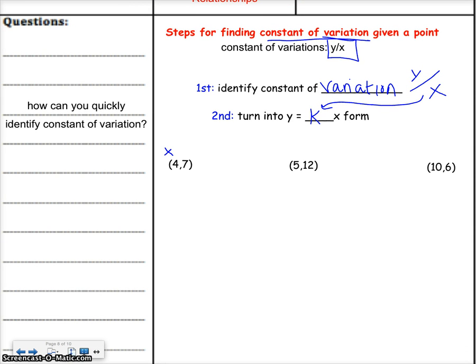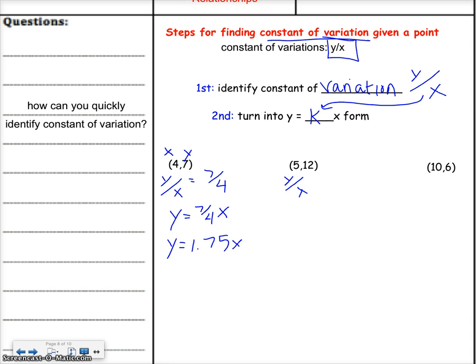So here, I have x and y. My y over x is really 7 over 4. So it's y equals 7 over 4 x. I wonder what that is. 7 divided by 4 is 1.75. So I'm telling you, if I multiply x by 1.75, I will get to my y. 4 times 1.75 is 7. Amazing.